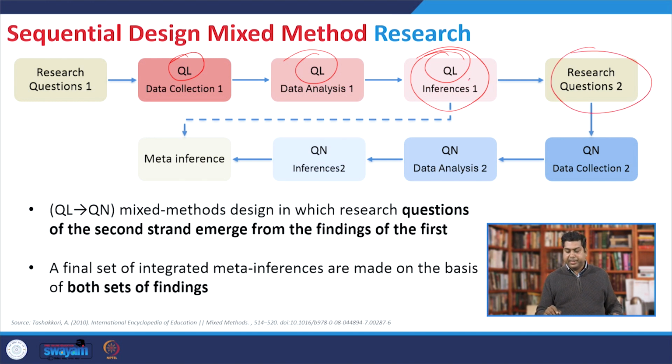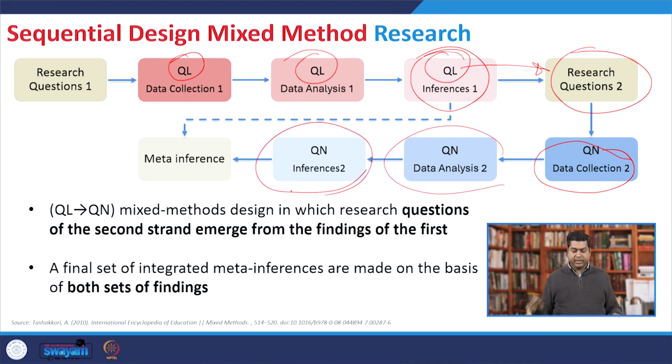where we take the findings of the qualitative research as input and then develop the further questionnaire where the quantitative approach will be applied. For that, we collect the data once again. Some of the input may come from the qualitative approach, then we analyze it, bring out the inferences, and then finally the meta inferences.